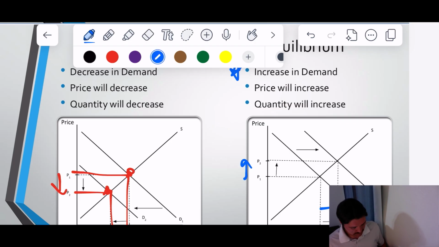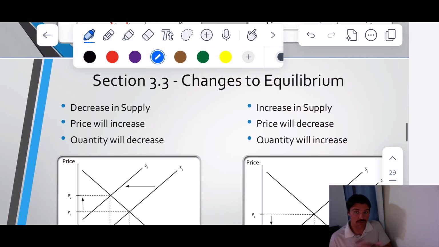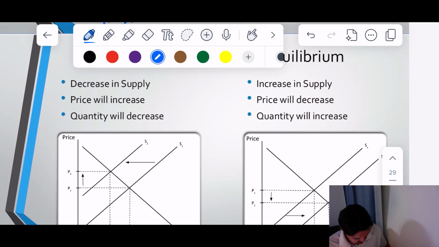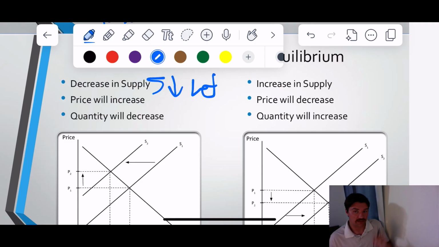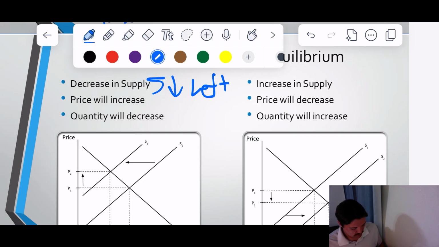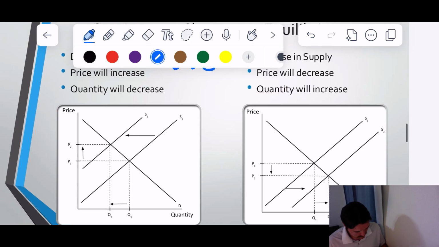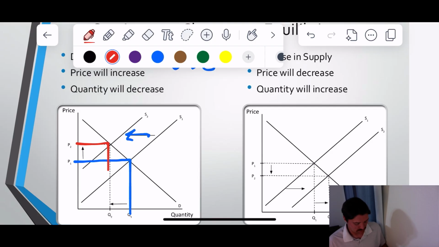Okay? On the supply side, whenever we see a decrease in supply, so lower supply, that means we're going to the left. We're not shifting down, okay? We're shifting to the left. And by doing this, we will see an increase in price and a decrease in quantity. So going from our original S1 and D1, we're now having a decrease in supply, so now we are here on this new supply. So now we can see higher prices and a lower quantity.